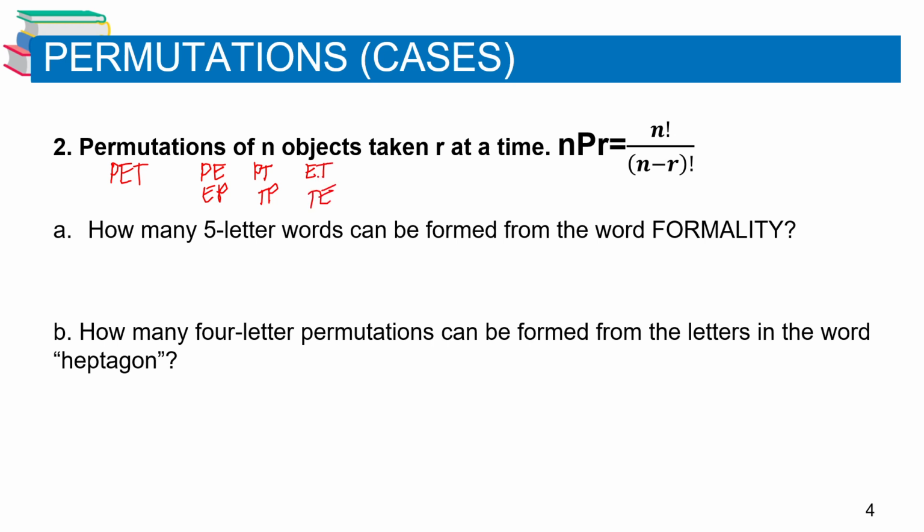So if the word PET is taken two at a time, we could produce six permutations, or arrangements: PE, EP, PT, TP, ET, and TE. Applying the formula, 3P2 is equal to 3 factorial over 3 minus 2 factorial. So we have 3 times 2 times 1 over 3 minus 2, which is equal to 1, and 1 factorial is equal to 1. Therefore, we have 6. There are also 6 here when we take PET two at a time.